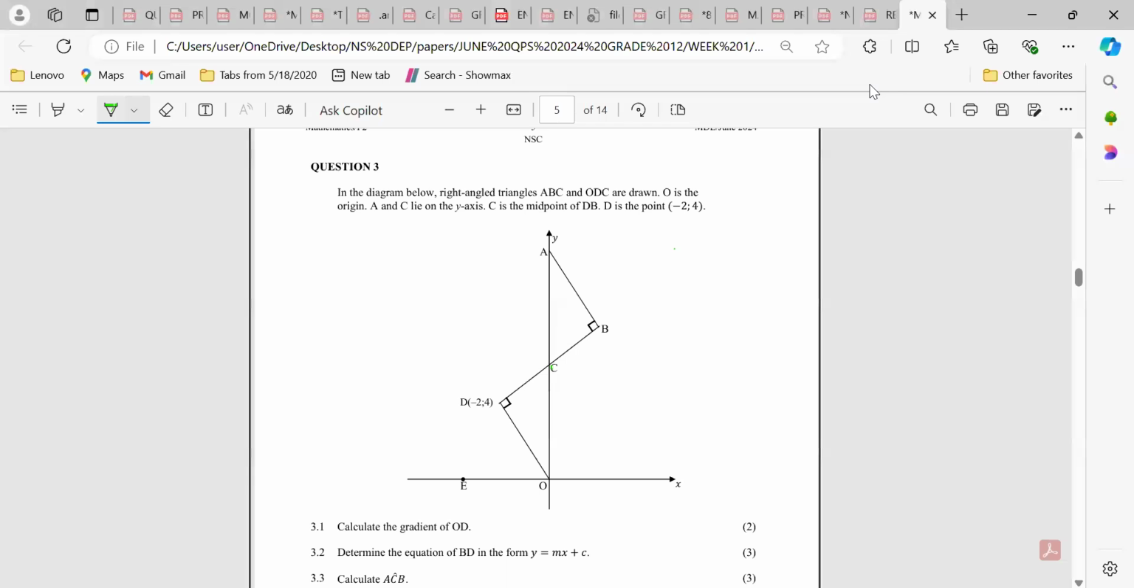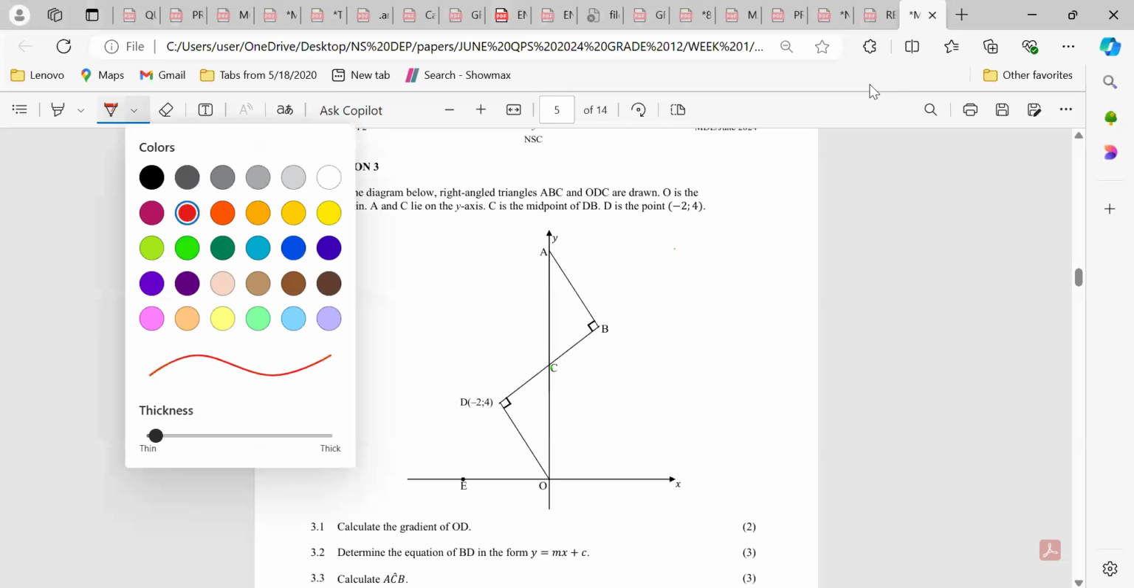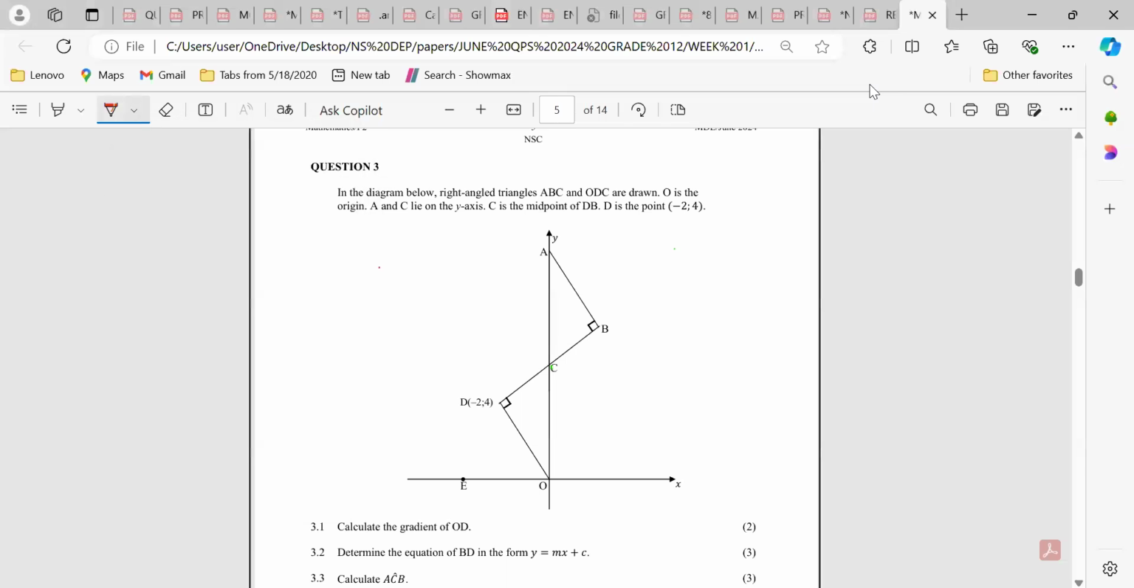So they say, calculate the gradient of OD. Now, when I checked this, the majority of us made a mistake here. What is it that we're supposed to do here? We're supposed to take the coordinates of O and D. We have the coordinates of D, which is given as (-2; 4). We have the coordinates of O, which is (0; 0). They like this question because these points are not given. Most learners are going to give up and say, we don't have that. So we should be careful of that too.